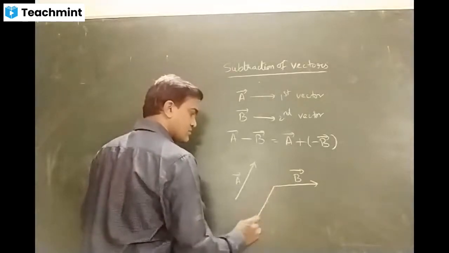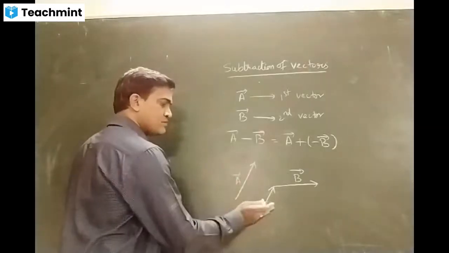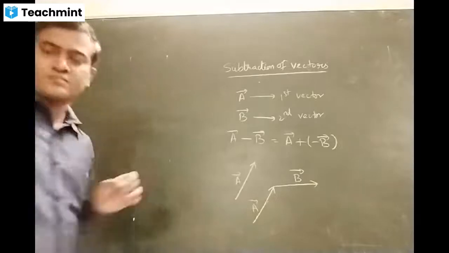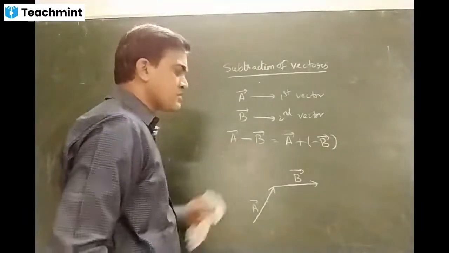What is this one? A bar has been moved parallel to itself. This is A bar, and this is parallel to A bar. Right? Now this is A bar. Let me erase this. Now how to draw minus B bar?